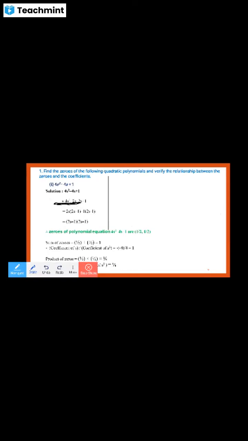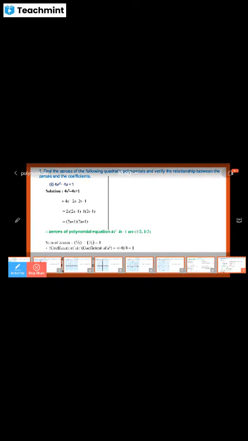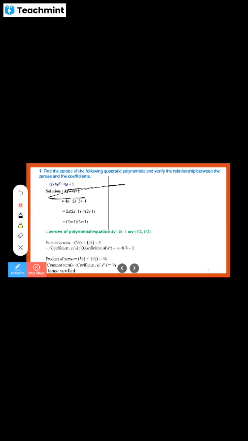Likewise, with the same formula, we can verify the remaining. See here, find the zeros of the following quadratic equations and verify the relationship between the zeros and the coefficients. So 4s square minus 4s plus 1.